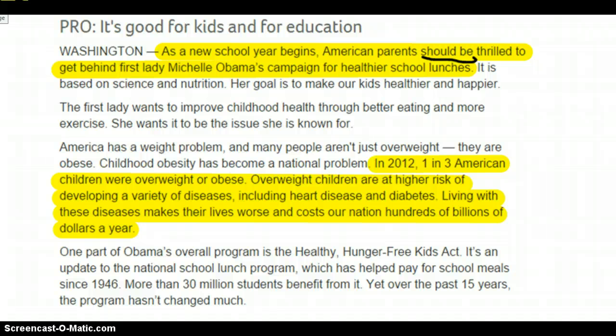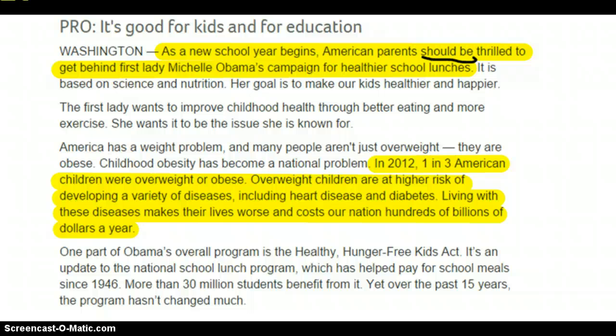It is based on science and nutrition. Her goal is to make our kids healthier and happier. The First Lady wants to improve childhood health through better eating and more exercise. She wants it to be the issue she is known for. America has a weight problem, and many people aren't just overweight, they are obese. Childhood obesity has become a national problem. In 2012, 1 in 3 American children were overweight or obese. Overweight children are at higher risk of developing a variety of diseases, including heart disease and diabetes. Living with these diseases makes their lives worse and costs our nation hundreds of billions of dollars a year.